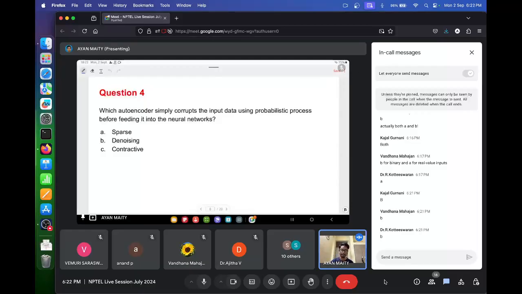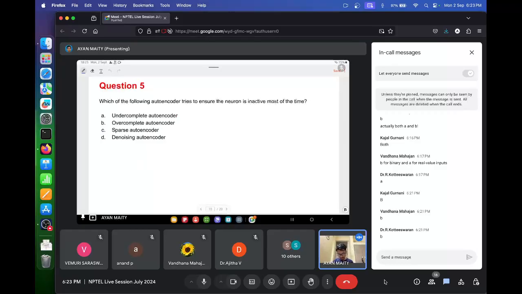Anyone else? The correct answer is option B, denoising autoencoder. So it simply adds some noise into the data in the form of a probabilistic process, where it flips the inputs before feeding it into the neural networks. So the correct answer is option B, denoising autoencoder.